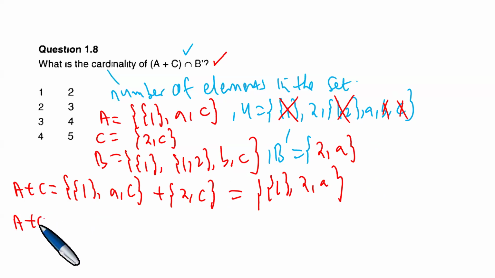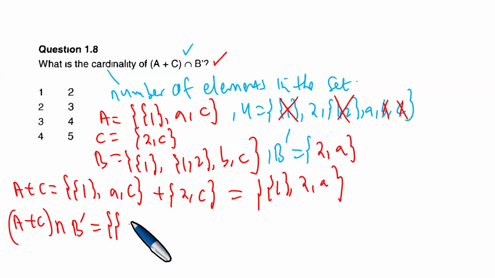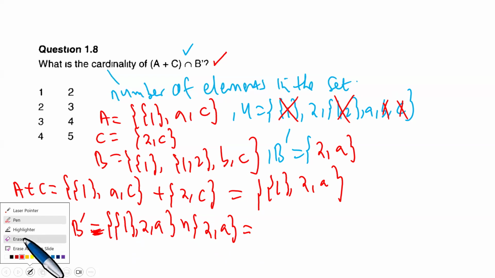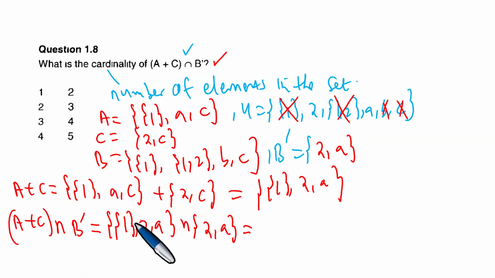If we have A plus C, but we're taking the union of this, and then we have B complement. What is A plus C? It contains 1, 2, and A. Intersection with the complement, which is 2 and A. So now let us reason this out together and see exactly what we need to do here. The question is, what is the intersection? You can see 2 and A are both there, so we have 2 together with A, and therefore we have two elements in this particular set.